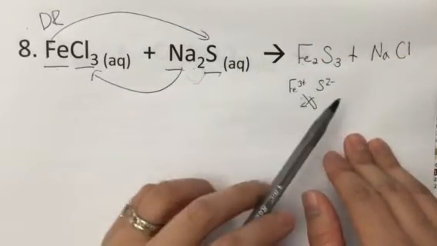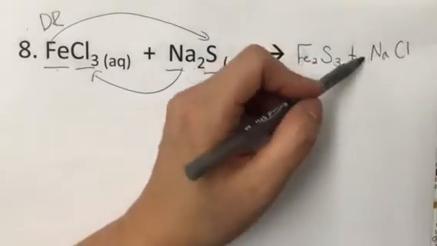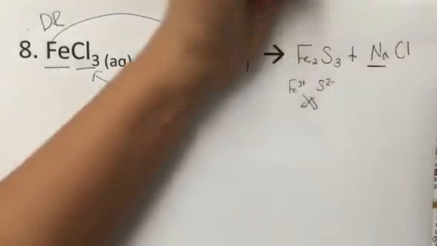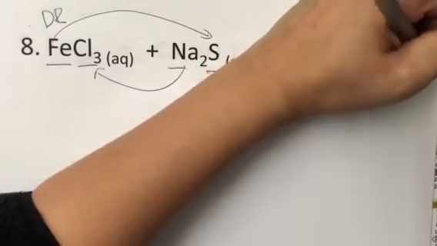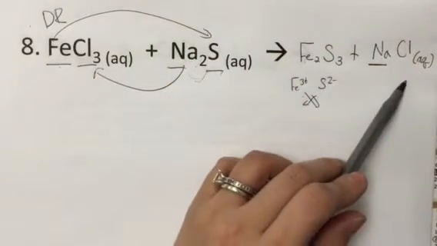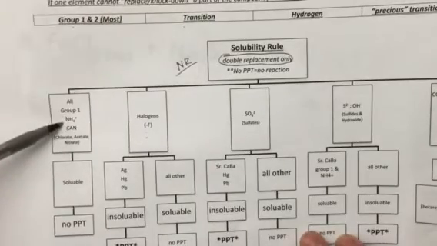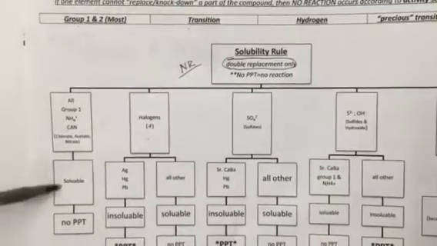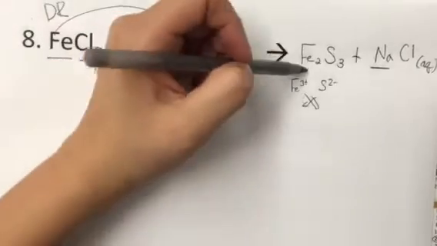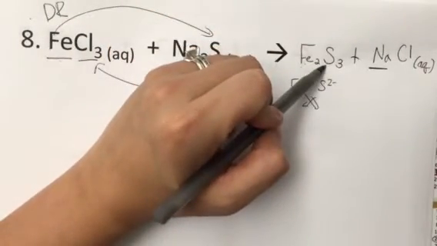Okay, the next one, I have to predict whether or not there's going to be an actual reaction or not, looking at my solubility rule. Let's do the easy one first, NaCl. I know that Na is group 1. Group 1, according to our chart, is always aqueous, because remember, back to our flow chart, all group 1 and the canned ones are soluble, so no precipitate. But then we have the iron one and the sulfide.